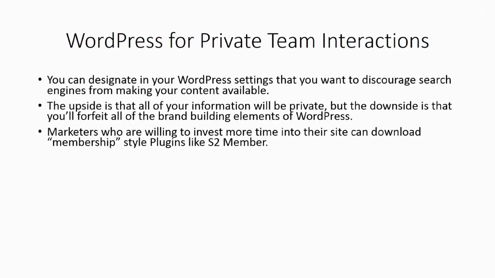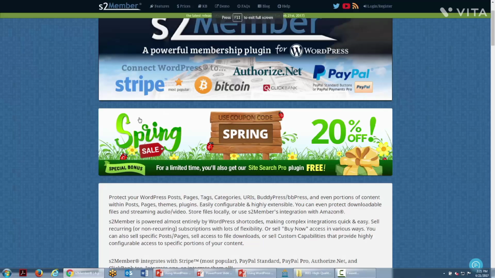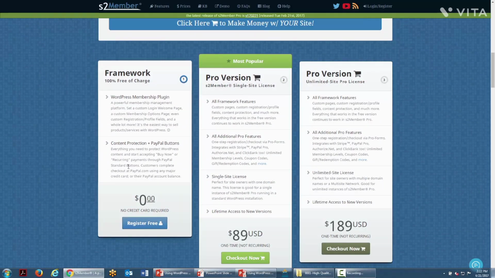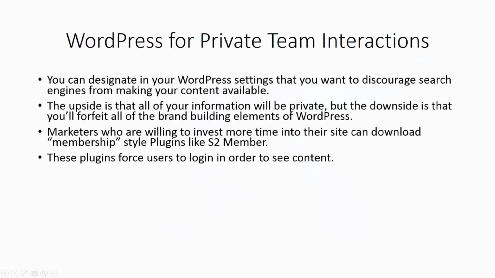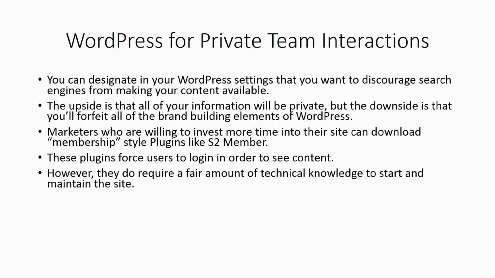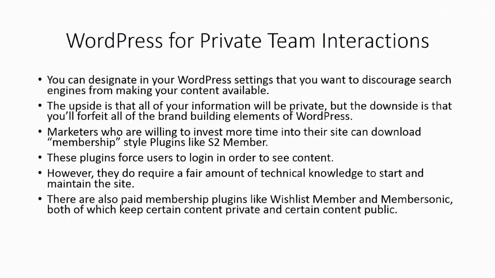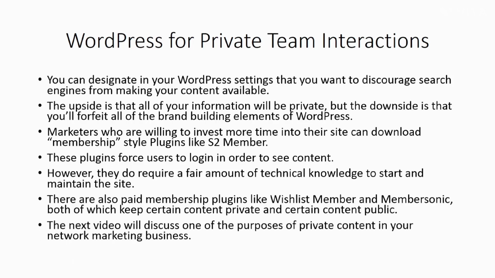Marketers who are willing to invest more time into their site can download membership-style plugins like S2 Member. And as you can see here, S2 Member has a free version right here. Now these plugins force users to log in order to see content. However, they do require a fair amount of technical knowledge to start and maintain the site. Now, there are also paid membership plugins like Wishlist Member and MemberSonic, both of which keep certain content private and certain content public. Now, in the next video, we'll discuss one of the purposes of private content in your network marketing business.